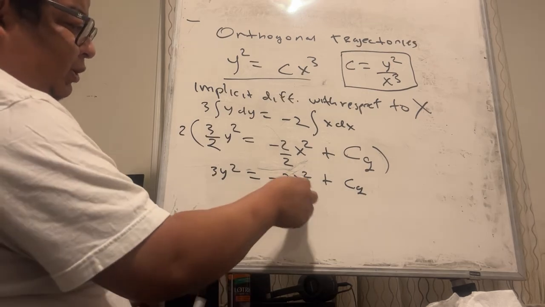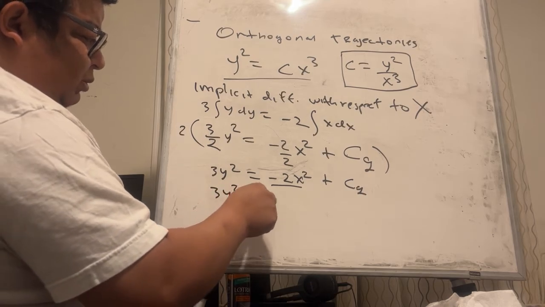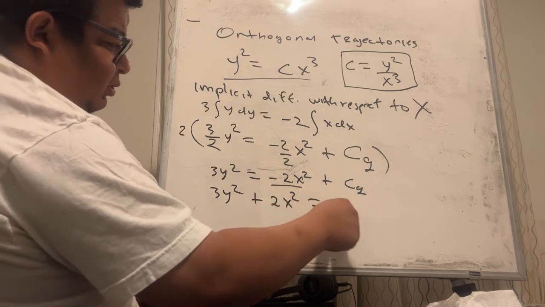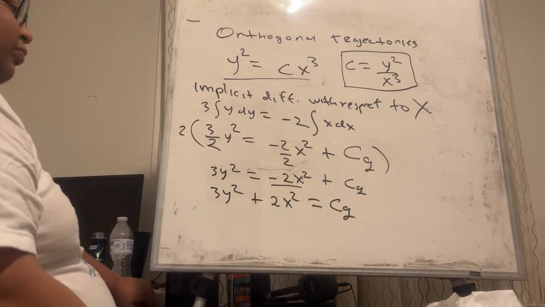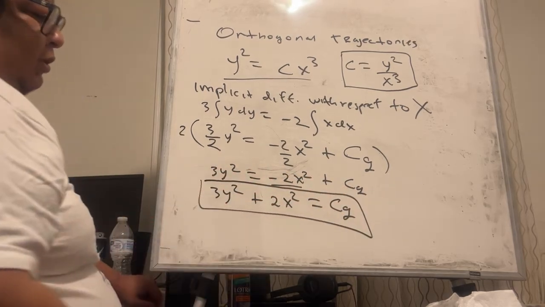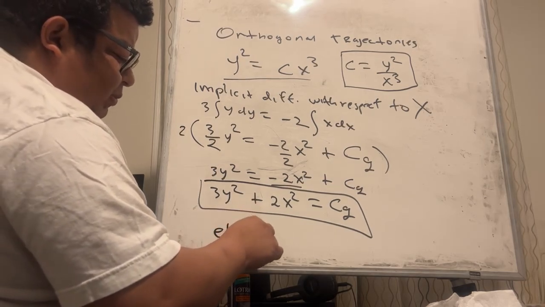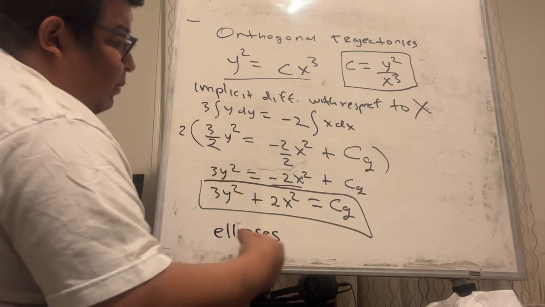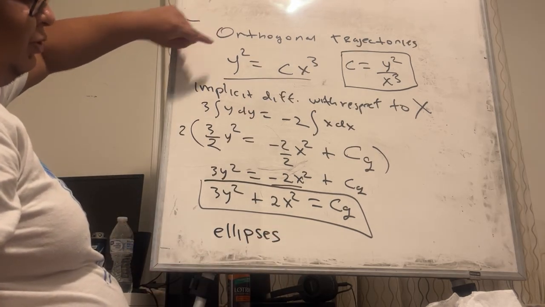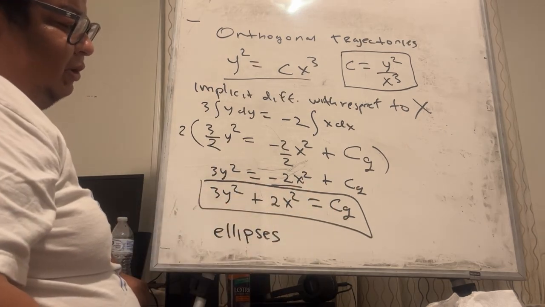Now we bring these to the other side. That would be 3y squared plus 2x squared equals cg. And this will be our final answer. And these you can identify as ellipses. So basically the orthogonal trajectories for this curve are ellipses, and this is the equation for those ellipses.